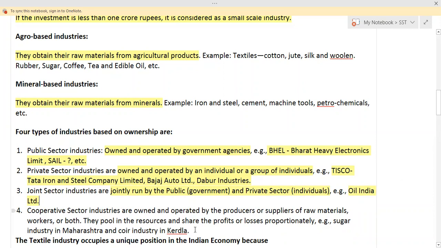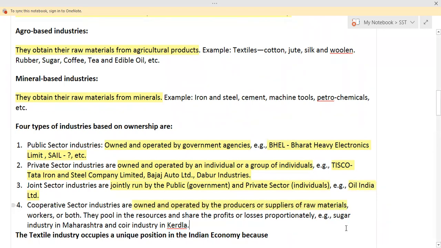Cooperative sectors are owned and operated by producers and suppliers of raw materials, workers, or both. So what do you mean by cooperate? To cooperate with one another. So all the producers and the suppliers of a raw material cooperate with each other. So this sector is known as a cooperative sector.